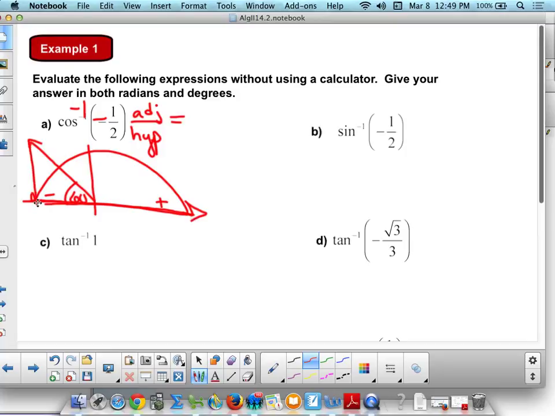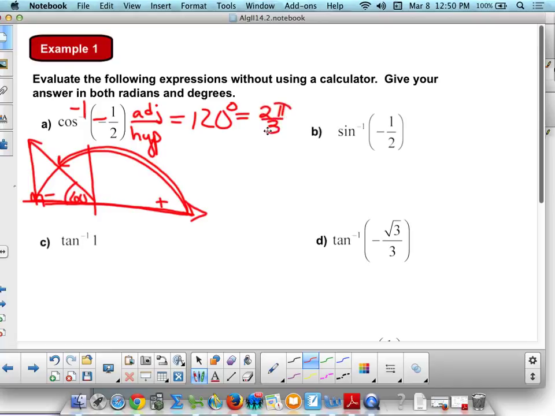Because this is your triangle. So you tell me, what angle is this? 120. 120, right here. Yep. Answer's 120. Can you tell me radians on that? Do you know it? Probably 2/3 pi. It's 2/3 pi. Good.